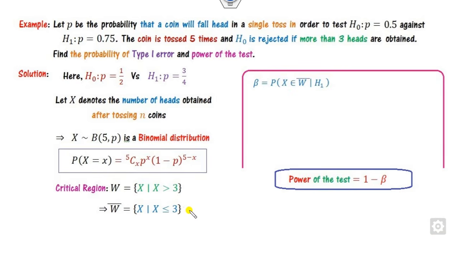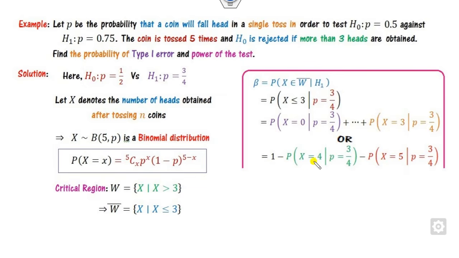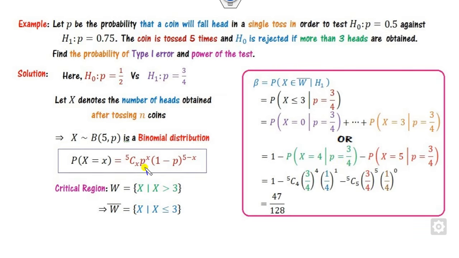X belongs to w bar, that is x is less than or equal to 3. How can you write that? You can write this as x is 0, x is 1, x is 2, 3, 4 and so on. Or you can also write this value as 1 minus P(4 and 5). Since this calculation is much easier, I can substitute this value by taking p as 3 by 4. So p is 3 by 4, 1 minus p is 1 by 4 and so on. So this is the answer of beta.